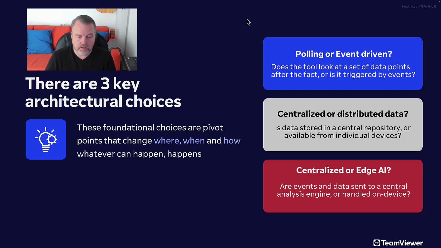Ultimately, there's three key architectural choices that DEX tools must make in order to determine really how good they are, right? They're foundational choices and pivot points that change the when, where, and how things that can happen. And we can make a script to make anything happen, right, with AI. So these are the differentiators that are important. So is it polling or event-driven? Is the data centralized or distributed? And is there centralized intelligence or edge AI?